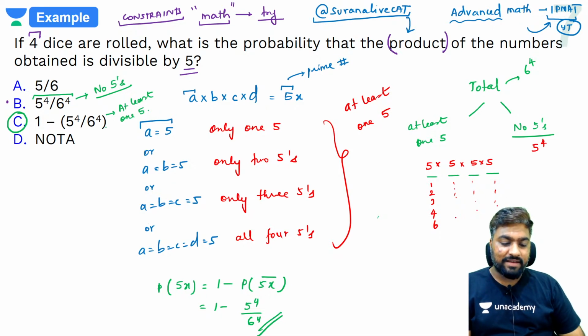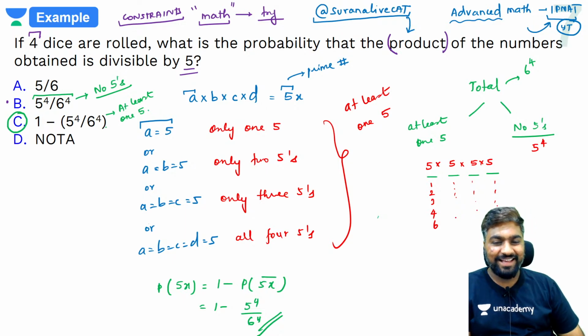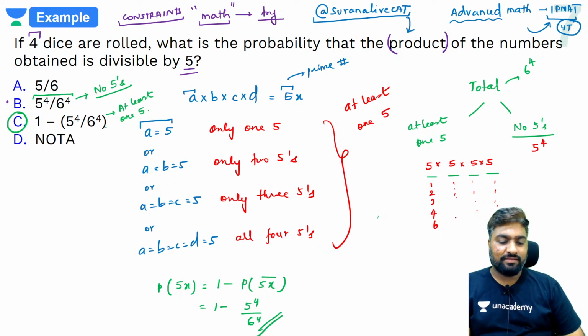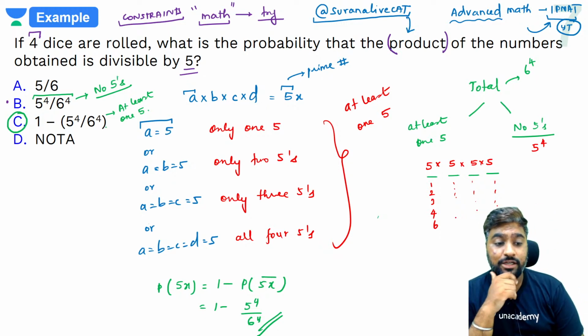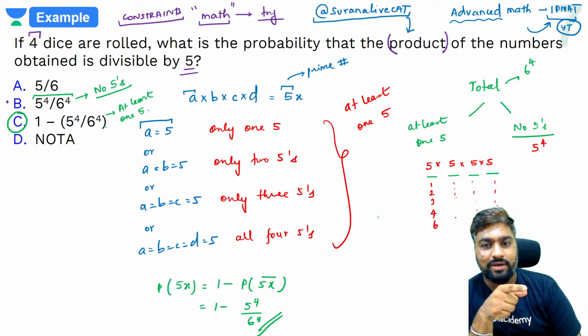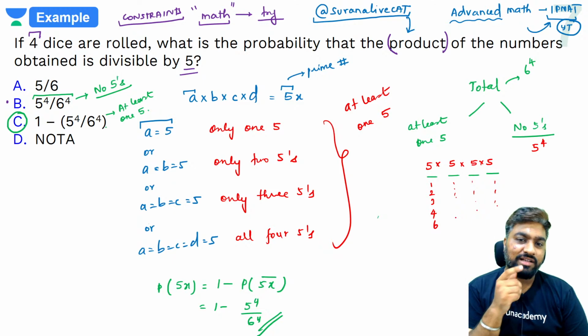It came out as 671 by 1294. Sad, okay, it happens, no issues. Mistakes happen while comparing. The problem with MCQs, especially with these kinds of questions, is that your answer must match the answer choices. So there you can't rush.